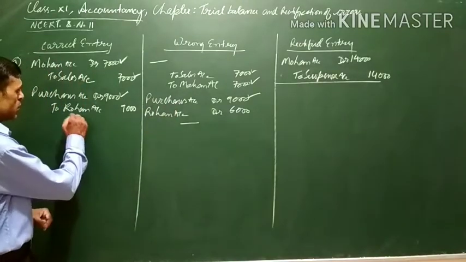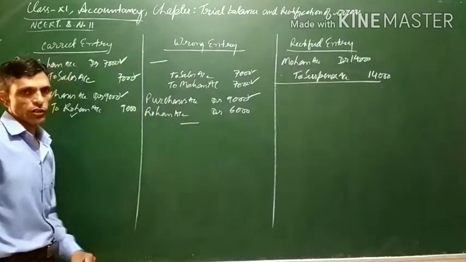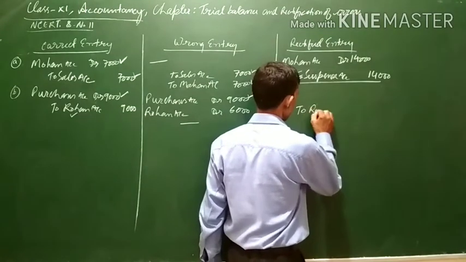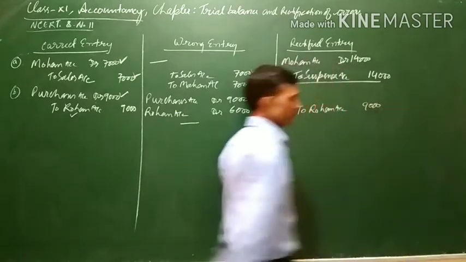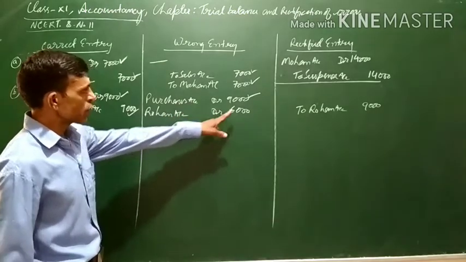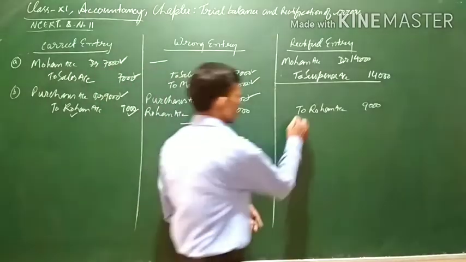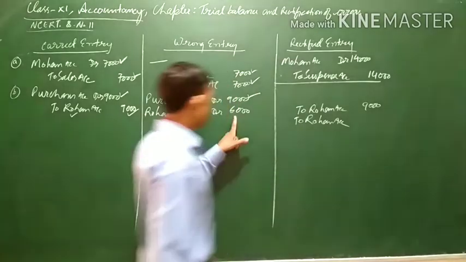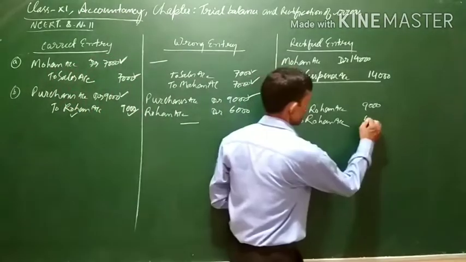Now what is the correct entry? Rohan account should have been credited. His account was not credited, so we will credit Rohan account. We will be writing: To Rohan account 9,000. Now this error has been rectified. Now wrongly Rohan's account has been debited. So in order to cancel this debit, we will credit Rohan account, and this debit is of 6,000, so we will credit Rohan account with 6,000.